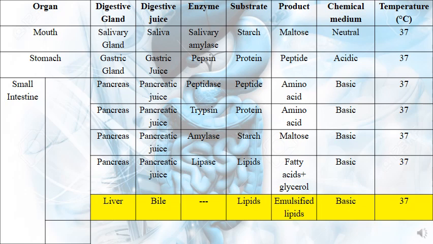And last but not least, we have the liver, which secretes a juice that contains bile. Wait a minute, here we don't have an enzyme. Oh, we remember the note: the bile is the only juice that contains no enzyme. So what is the role of the bile? It works on lipids, but it doesn't digest lipids into fatty acid and glycerol. It leads to emulsification of lipids. So it cuts or breaks down the lipids into small pieces. These are called emulsified lipids. Medium is basic and temperature is 37. So for lipase to digest the lipids into fatty acid, we need the action of bile.